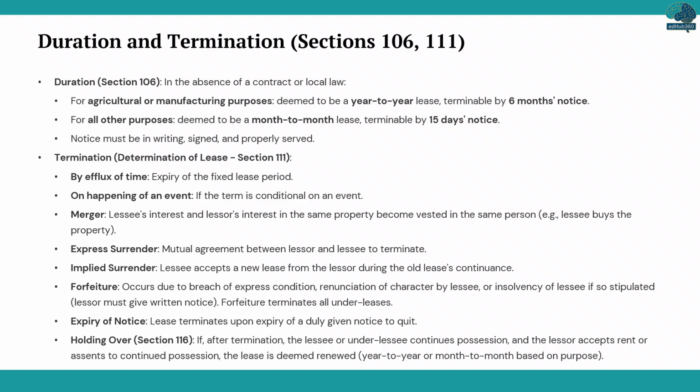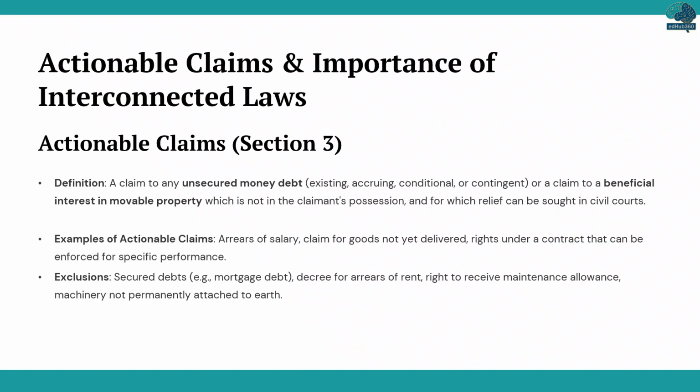We also have actionable claims, defined in Section 3 as a claim to any unsecured money debt or a beneficial interest in movable property not in the claimant's possession, for which relief can be sought in civil courts. Examples include arrears of salary or rights under a contract, but they exclude secured debts or decrees for rent arrears.